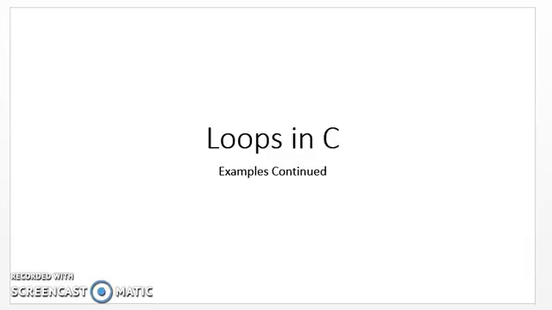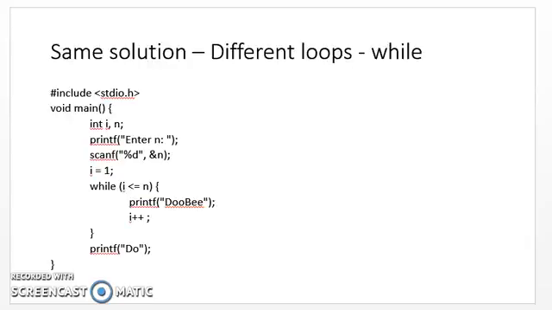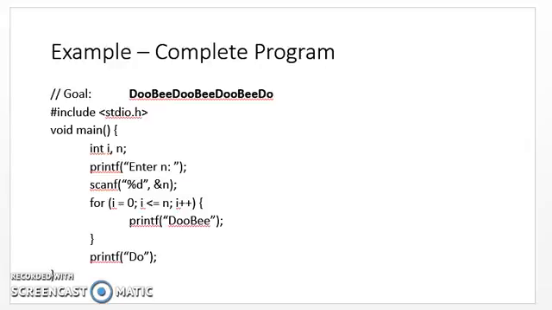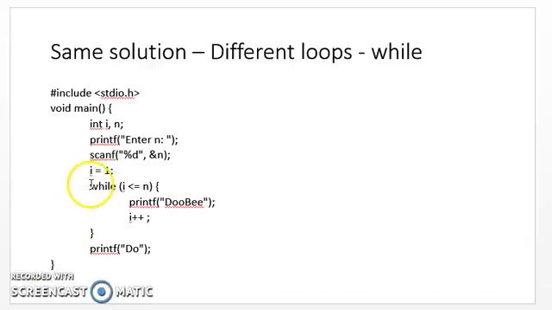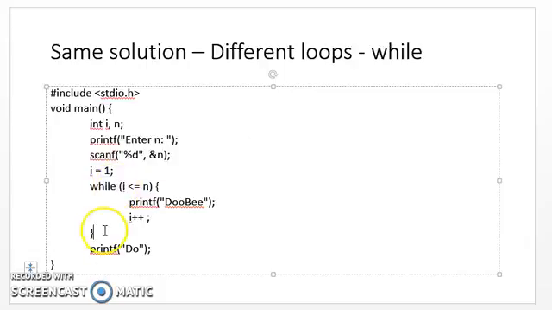This is a continuation to our previous example on loops in C. We have previously seen an example like this. This is the implementation of the program which gives this output using a for loop. Now we are going to see another example, which is an implementation of the same program using a while loop.